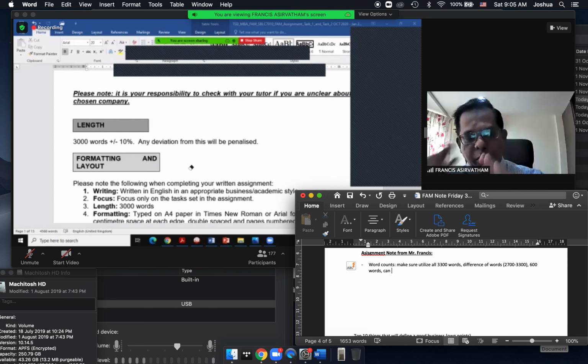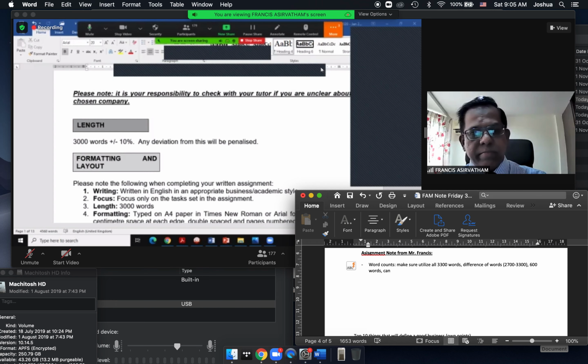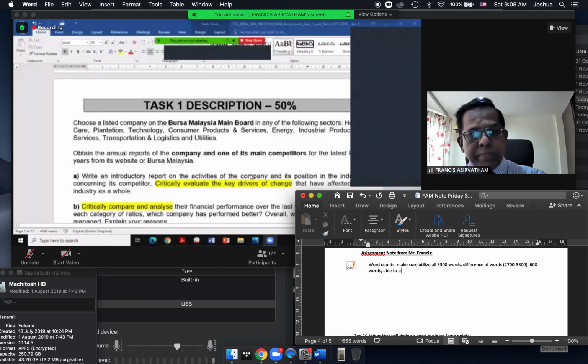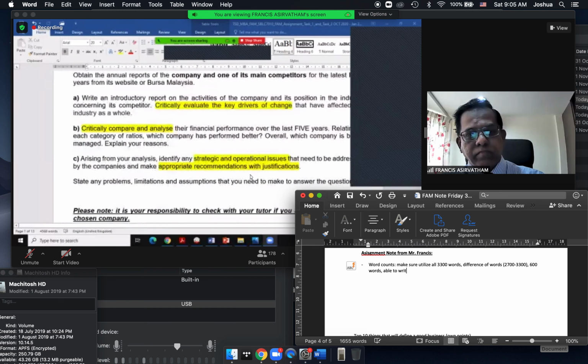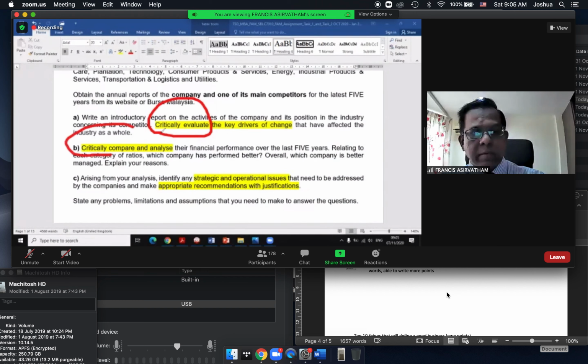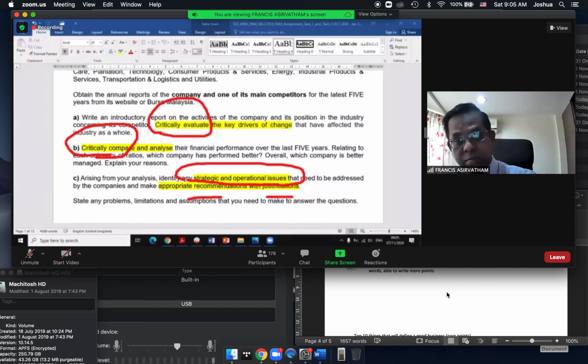So there are 2 portions you will see later. When you go into the question, you notice the question has certain elements highlighted: critical evaluation, critically compare, strategic and operational issue, appropriate recommendation, justification. It is already inside the question. All right, and this is very important.